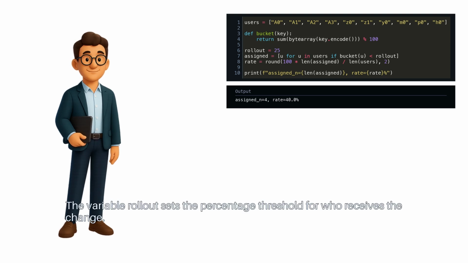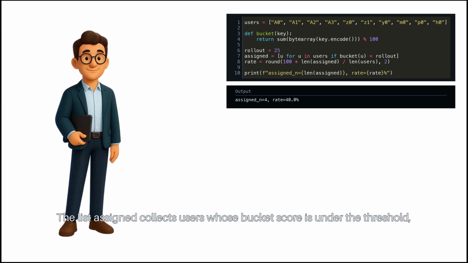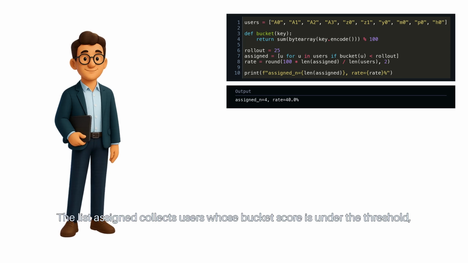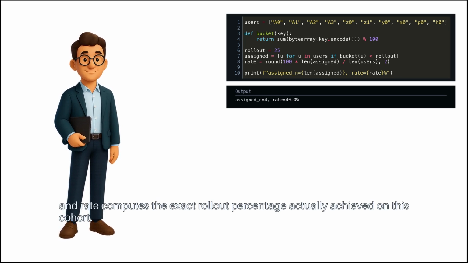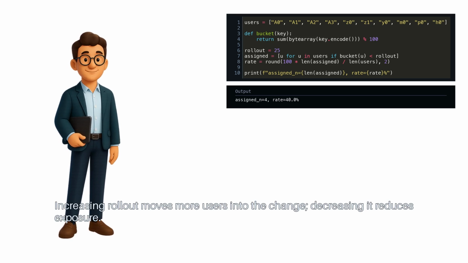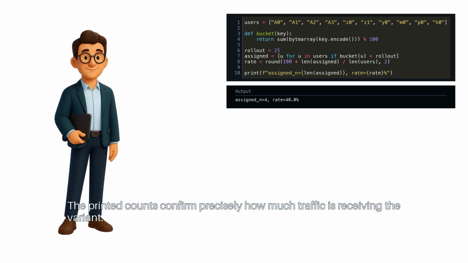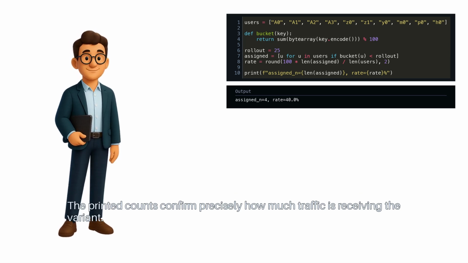The variable rollout sets the percentage threshold for who receives the change. The list assigned collects users whose bucket score is under the threshold, and rate computes the exact rollout percentage actually achieved on this cohort. Increasing rollout moves more users into the change. Decreasing it reduces exposure. The printed counts confirm precisely how much traffic is receiving the variant.